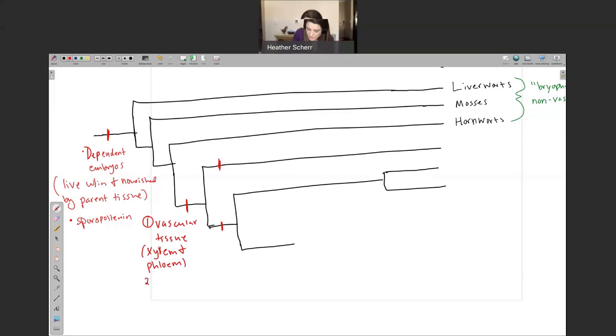They have true roots now, which also allows better acquisition and movement of substances. So this allows them to grow taller.